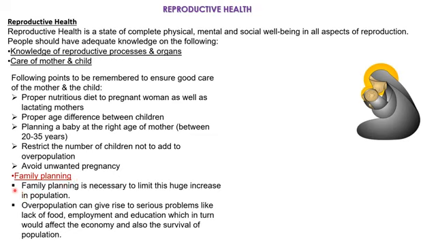There's a lot of competition everywhere. People need jobs, people need to feed their children and their family. Resources are also limited, we know that. So there is always competition between nations to have more and more resources, and that leads to war. It's very obvious looking at the scenario nowadays. Family planning is necessary to limit the huge increase in population. Overpopulation can give rise to serious problems like lack of food, employment, and education, which in turn would affect the economy and also the survival of the population.